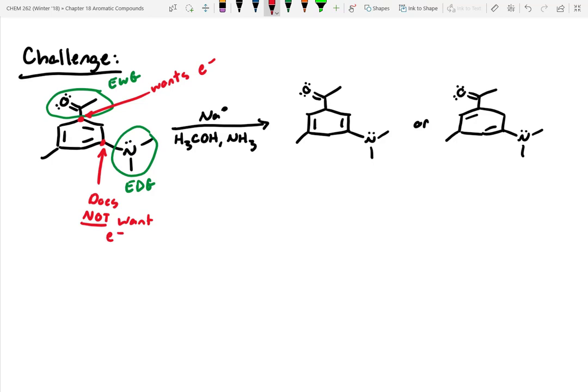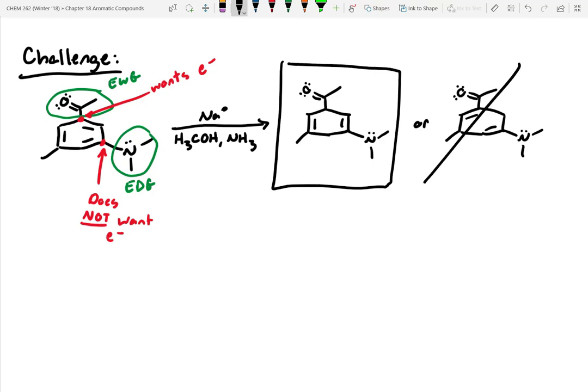Okay, so looking at our final products, which one do you think makes the most sense? The left or the right? Left, right? Because if we think about it, this one up here has gained electrons, it's been reduced. This one has not changed at all. It's still sp2, hasn't been reduced at all. So that means this one's definitely going to be the better product. This one over here would not be observed at all. So now we've got to do the full mechanism for this.